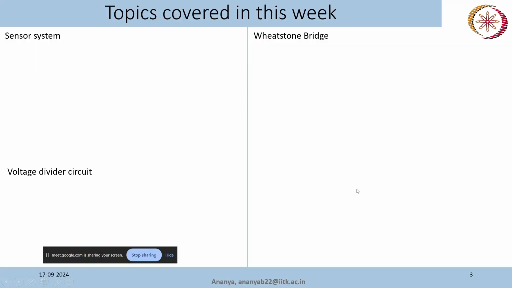So the first topic that was discussed was the sensor system. I hope that you all have gone through the lecture videos. So what is a sensor system? The block diagram of a sensor system is, you will have a sensor. The output of the sensor you will feed to a signal conditioning circuit. So this is the signal conditioning circuit.